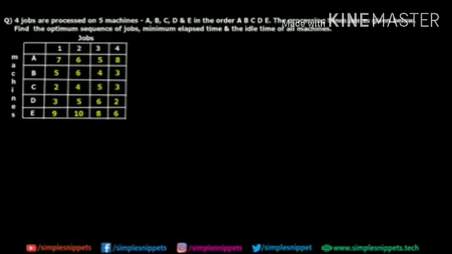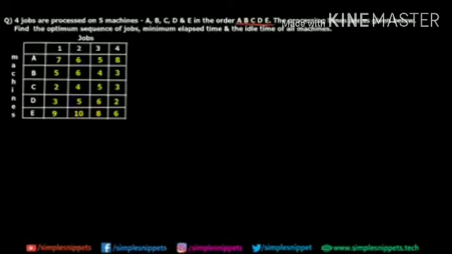Okay, so here's the question. 4 jobs are processed on 5 machines A, B, C, D and E in the order A, B, C, D, E. So we've been given the order as follows: A, B, C, D, E. This matters because this is the order in which the jobs are processed on the machines.